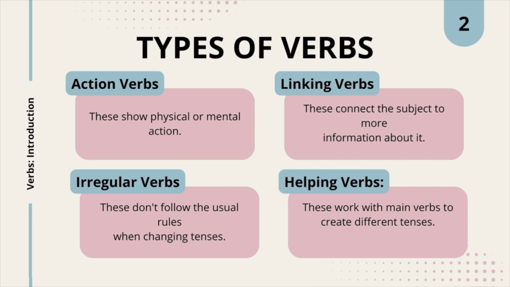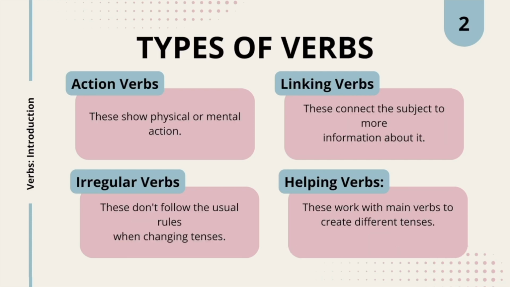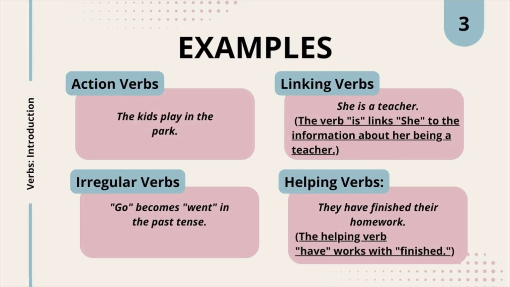Let's look through some basic examples. So, action verbs. The kids play in the park. Here, can you identify the verb? Yep, play. So, the kids play in the park. This represents, as we said before, it shows a physical action. A physical or mental action is what a verb is, and this is showing the physical action, which is to play.